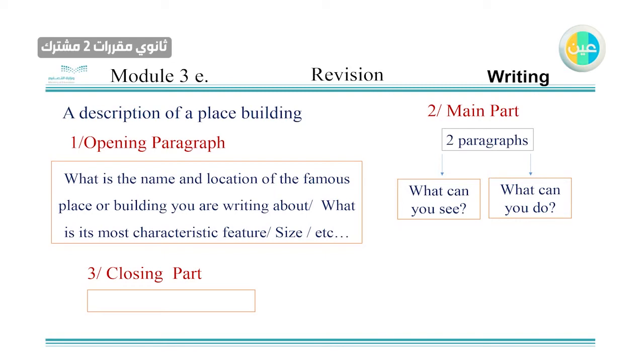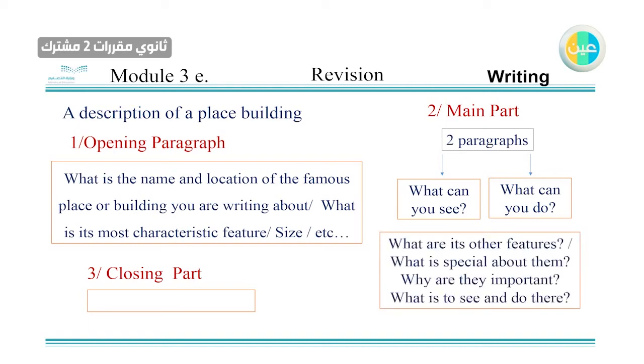The second paragraph has 2 parts. The first part is going to be what you can see there, a description, other features, special features about that place. And number 2, you can also write about what you can do there. Why is it important? What can you see? What can you do there?